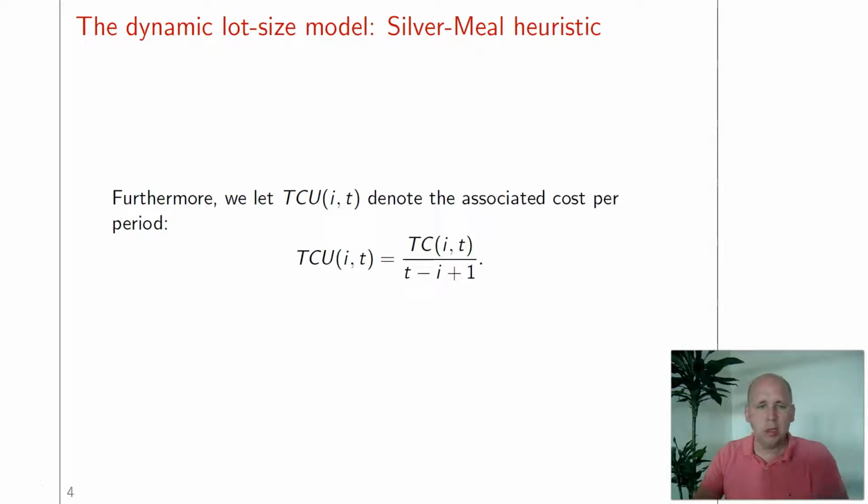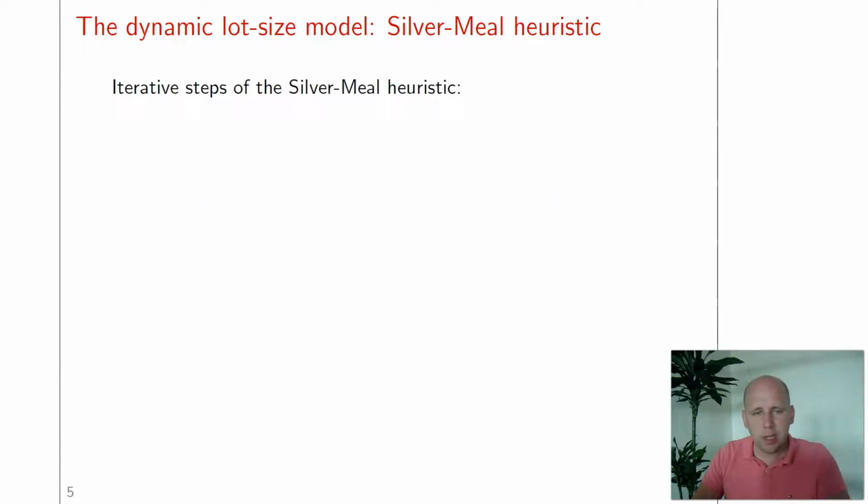To get a fair comparison, we are then going to divide by the number of periods that we consider. So if, for instance, we order in period 1 only for period 1 itself, then we divide by 1 minus 1 plus 1, which is 1. If we order in period 1 also for period 2, then we are going to divide by 2, because then we consider 2 periods. So we divide by the number of periods that we consider, and then we have the cost per period. So that needs to be calculated as part of the heuristic.